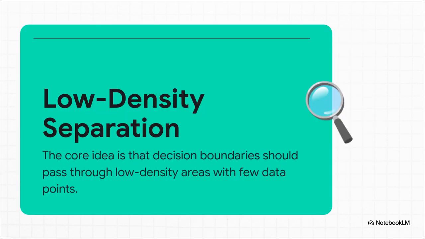Now here's a totally different philosophy. It's called low-density separation. This student has a very different belief. They believe that the best way to draw a line separating two different things, say pictures of cats from pictures of dogs, isn't to cut through the middle of a group. No, the best place for a boundary is in the empty space between the groups.